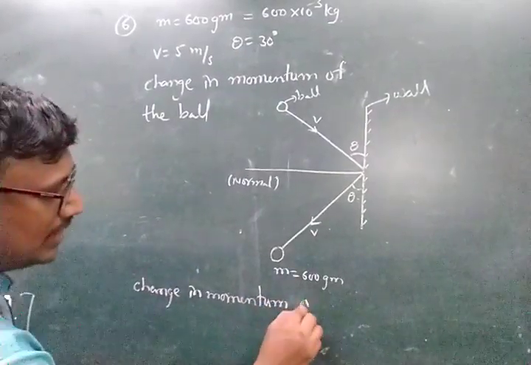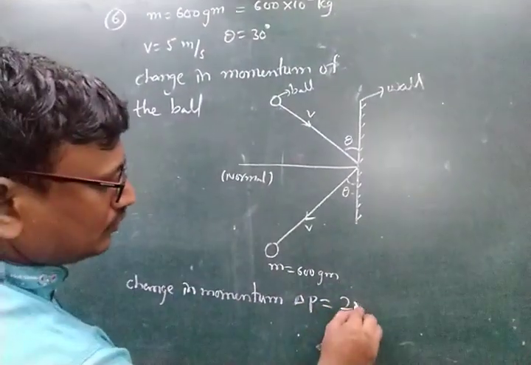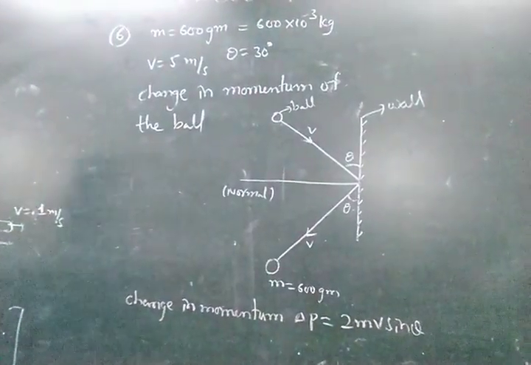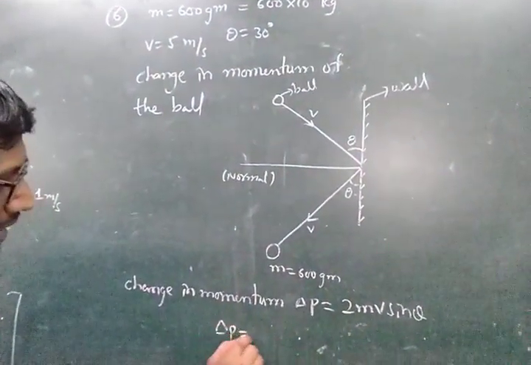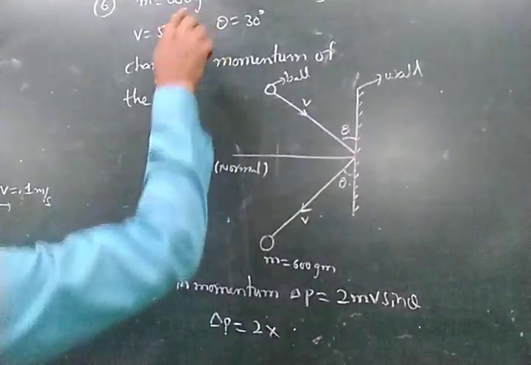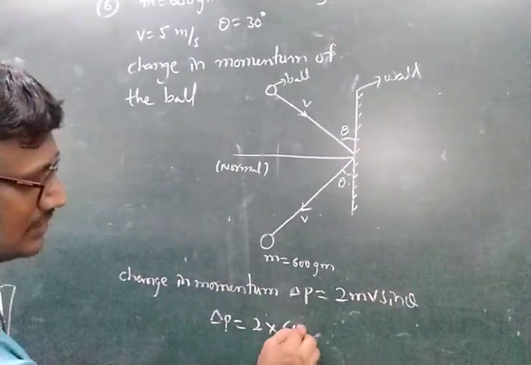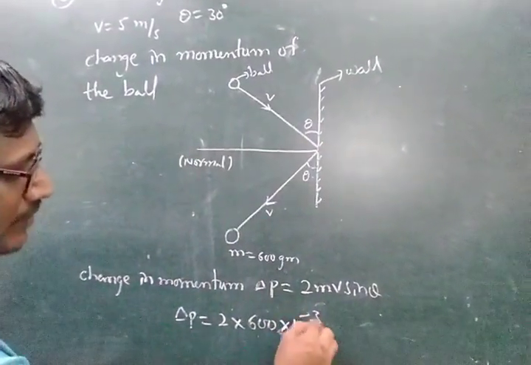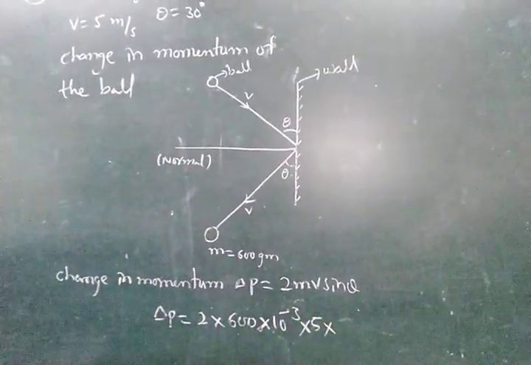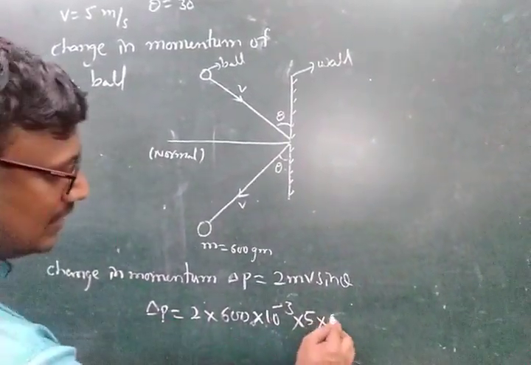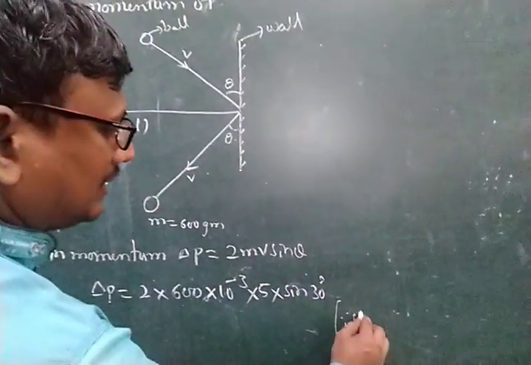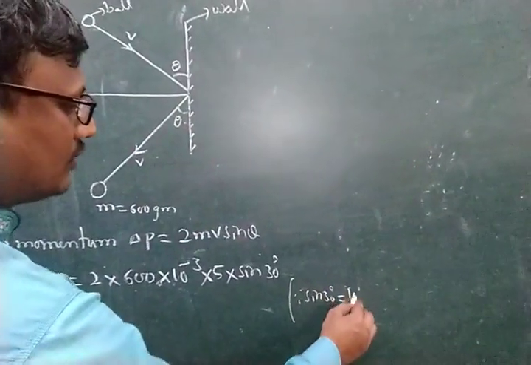Change in momentum, delta P, is equal to 2m v sin theta. Then we can write here the 2 and mass. M is given as 600 grams, so we can write 600 into 10 power of minus 3, into velocity. Velocity is given as 5, into the angle's sine. The angle is 30 degrees. Sine 30 degrees is equal to 1 by 2.